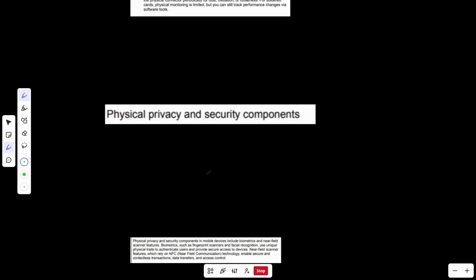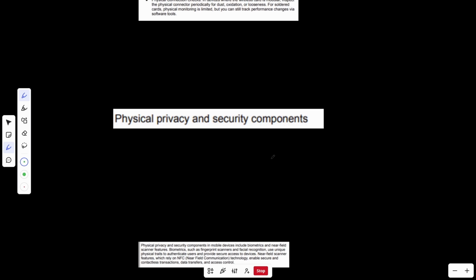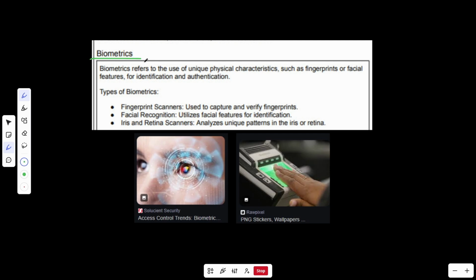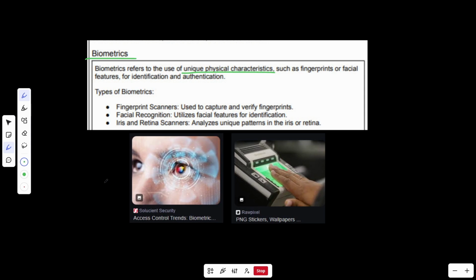Now, physical, privacy, and security components. You need to know about two specific things for your exam. You need to know about biometrics. Biometrics, long story short, is basically something that you are, right? It's a scanner that scans your iris, your handprint, your fingerprint, any biological part of your body. Biometrics makes use of your unique physical characteristics, such as your fingerprints, facial features, etc., usually for some sort of access control, right? If you want to log into your computer, you might have to do a fingerprint scan to get in.